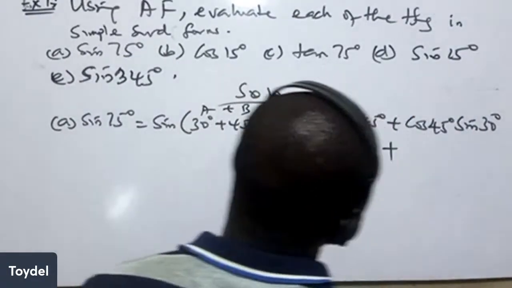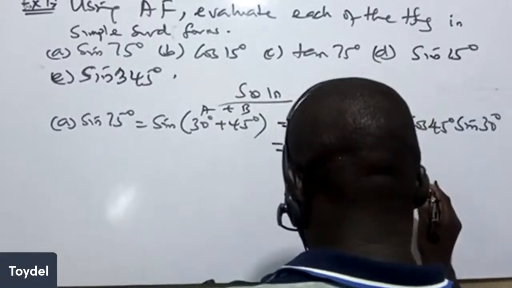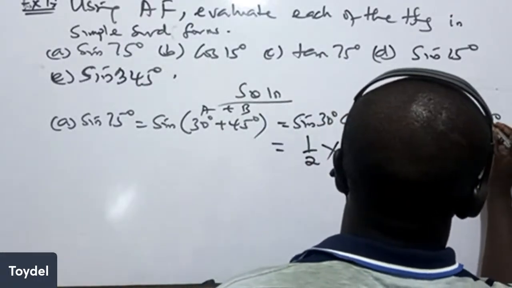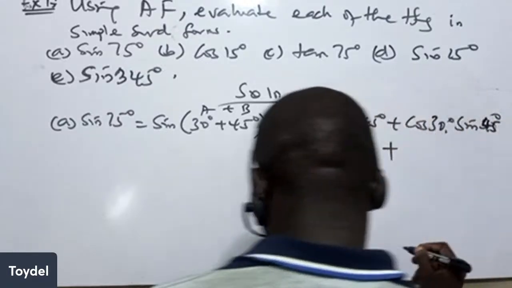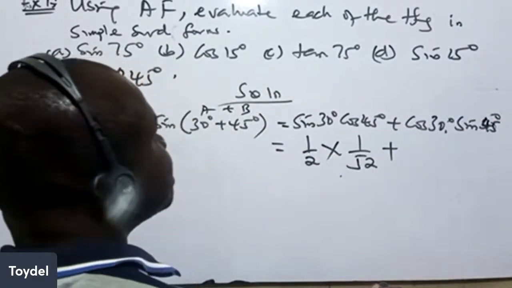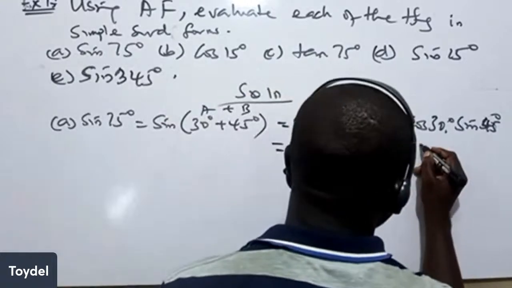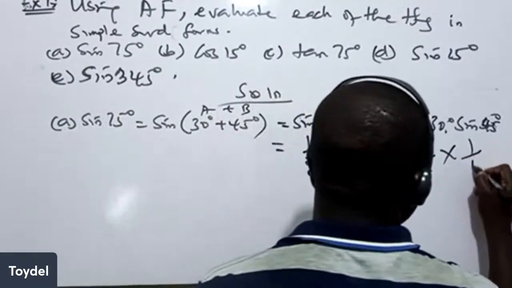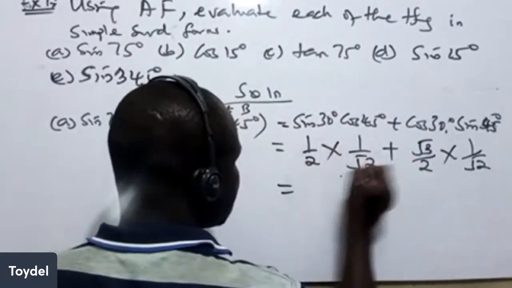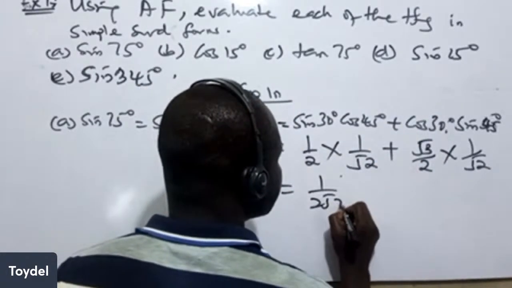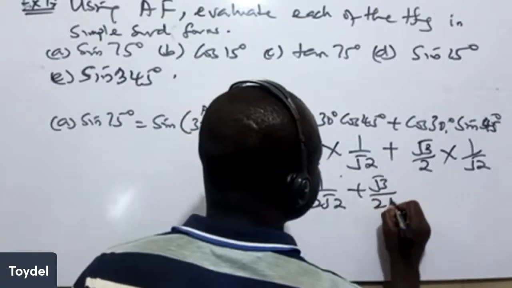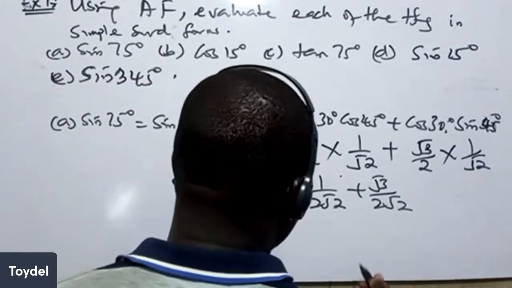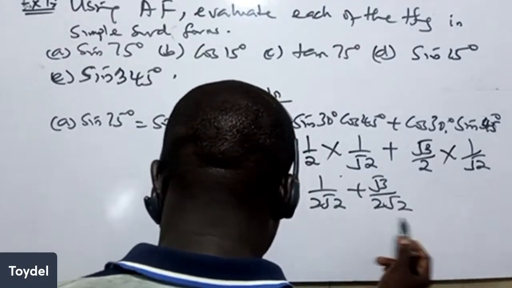Then cos 30. Here will be cos 30 times sine 45. Cos 30 is 0.866, root 3 all over 2, the same thing as sine 60, root 3 all over 2, multiplied by sine 45, which is also 1 all over root 2. So if we open up, we are going to have 1 all over 2 root 2 plus root 3 all over 2 root 2. Of course, we can add these two together.